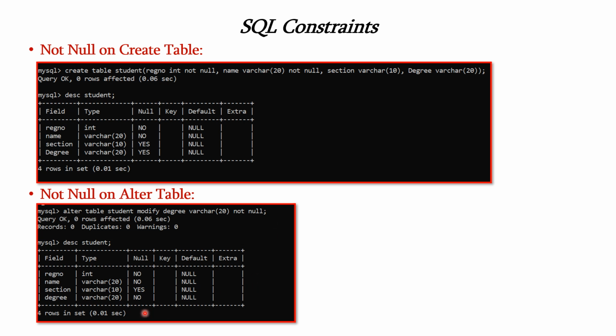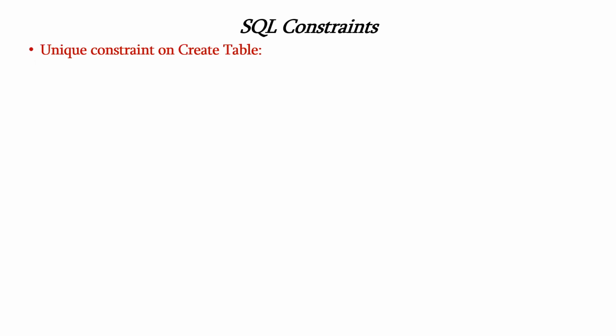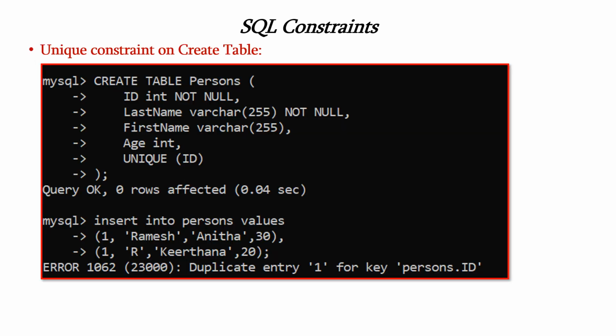After this statement, if we check the description of the table, we can see no for degree also, because now degree also has the not null constraint. Before that it was yes, now it is no. Next, unique constraint on the create table statement.